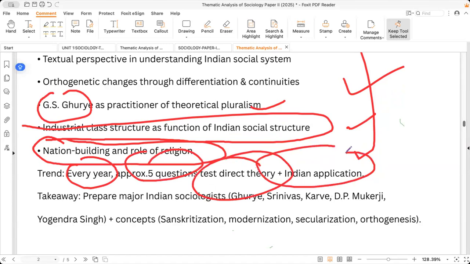Prepare major Indian sociologists like Ghurye, Srinivas, Karve, D.P. Mukherjee. These are the major thinkers. The major thinkers have been provided, and those thinkers should be covered. Iravati Karve is very important.